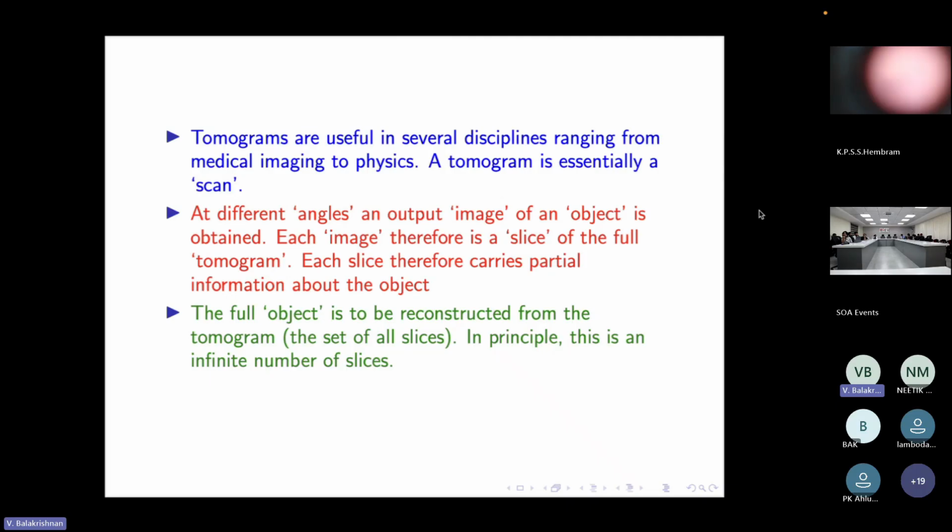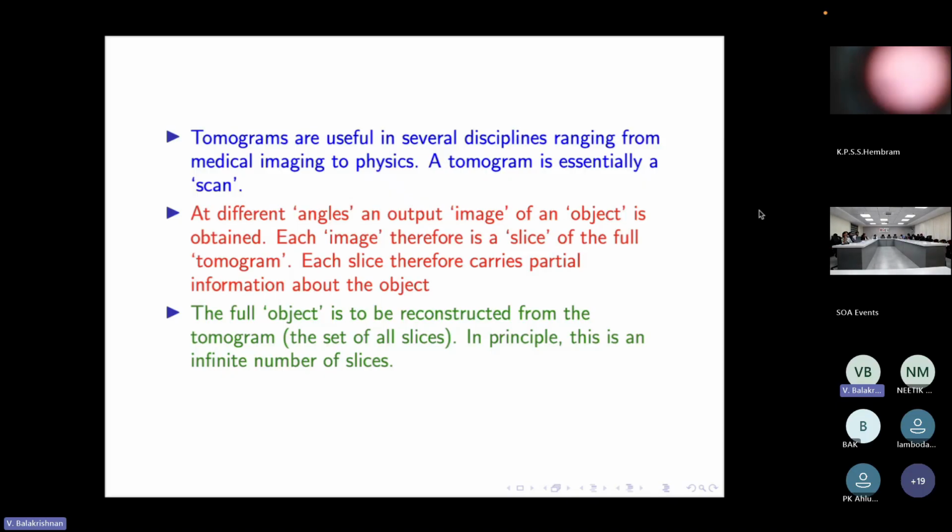So tomograms are useful in several disciplines, ranging from medical imaging to physics, because a tomogram is essentially a scan. So as in medicine, if you go for a medical scan, at different angles, an output image of an object is obtained. So each image carries partial information about the object. It's a slice of the full tomogram. And the tomogram comprises such slices, a quorum of such slices. So the full object is to be reconstructed from the tomogram, the set of all slices.